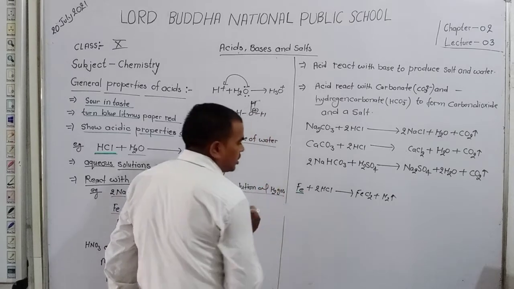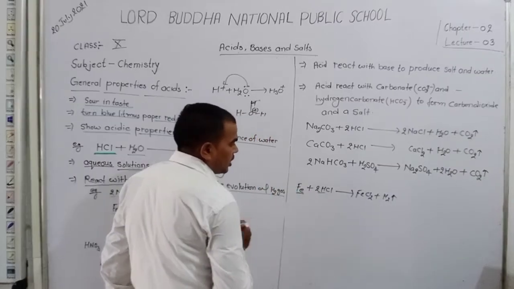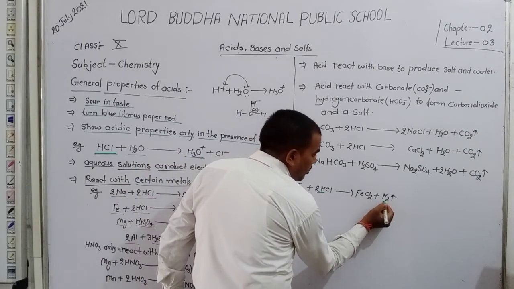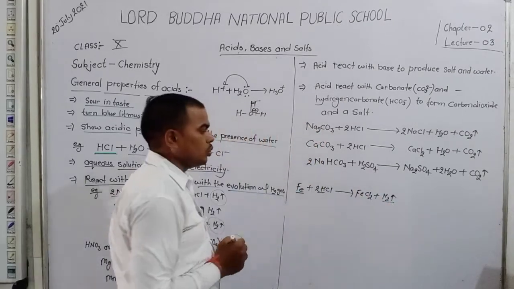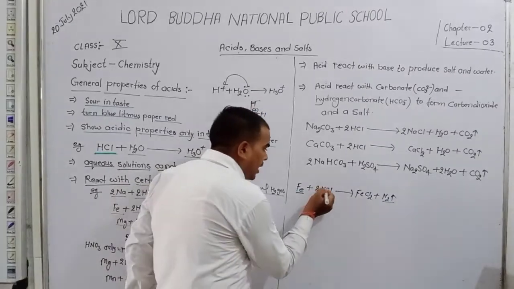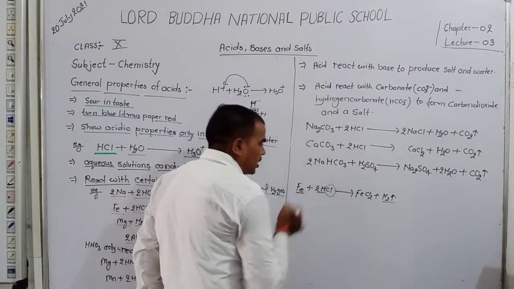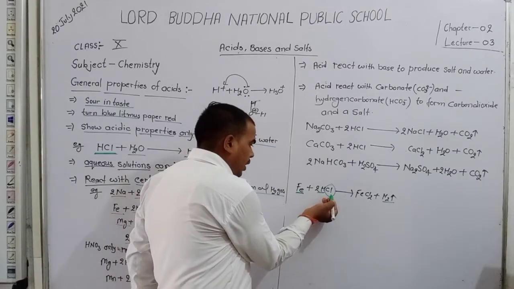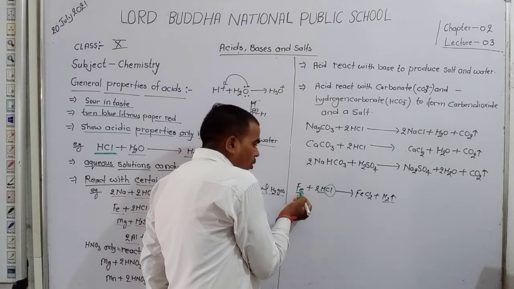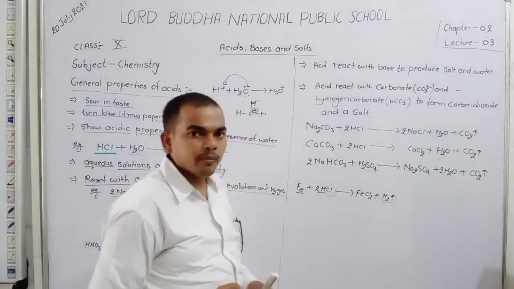Metals always displace hydrogen gas. Here the number of hydrogen is 2. Hydrogen gas is made by the 2 hydrogens. So here 2 hydrogens convert to H2, and the remaining part of the acid, that is Cl, is joined with Fe. Here the number of Cl is 2, so it forms FeCl2. Okay.